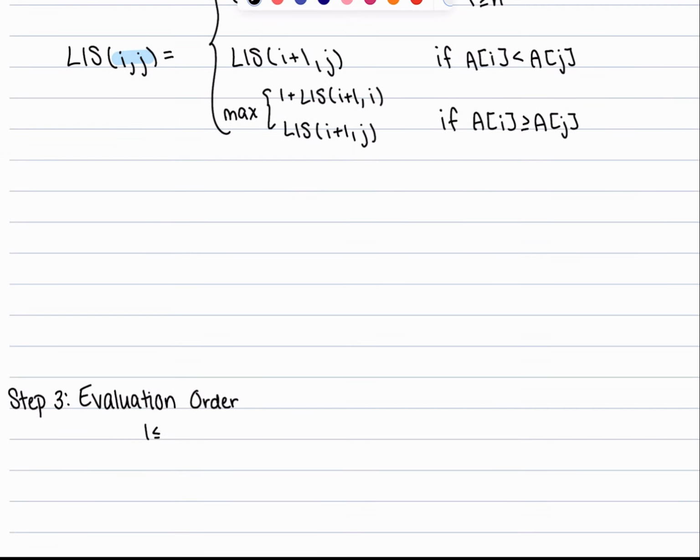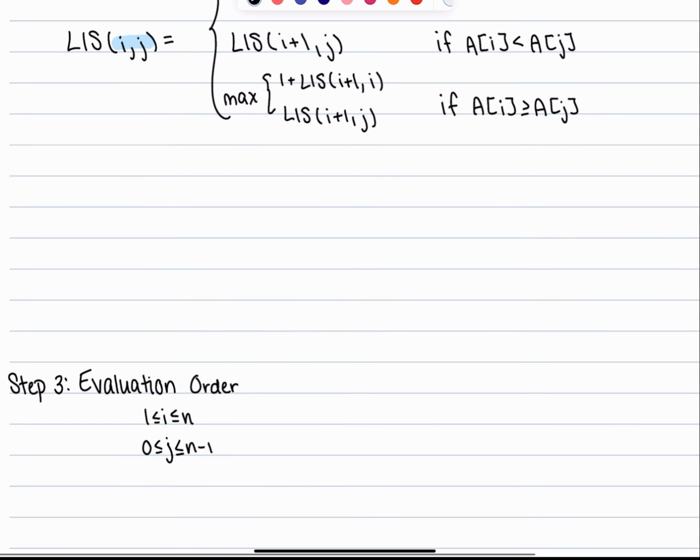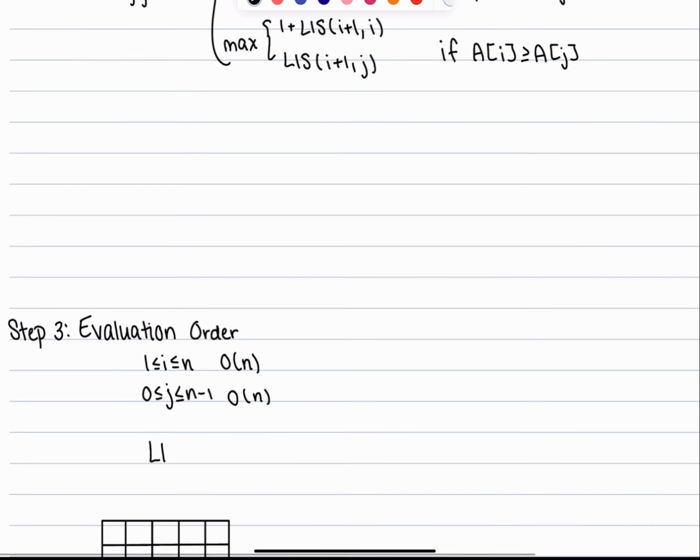Why? Because i can span between 1 to n, and j can span between, well, j is a little special. j is going to be spanning between 0 and n minus 1, and I'll explain in more detail why that is true, but just for argument's sake, consider it true. And both of these have order n, so that is not a problem. And so now I'm going to name my array LIS, and I'm going to give it 2 dimensions of size n, which means that overall I have a 2D array of n by n.